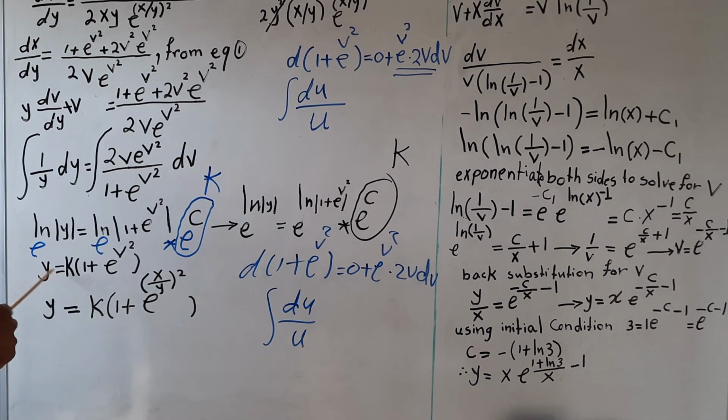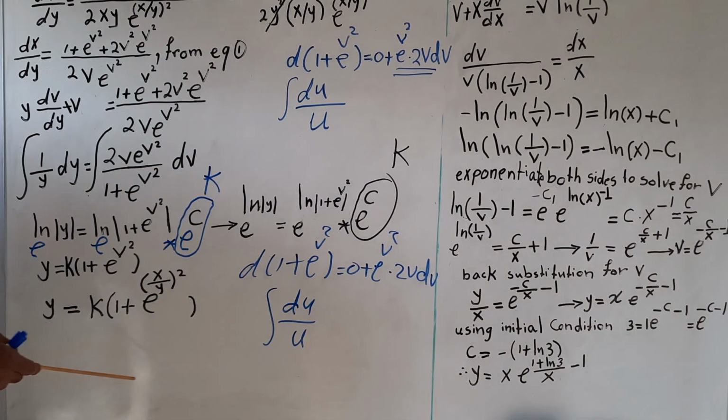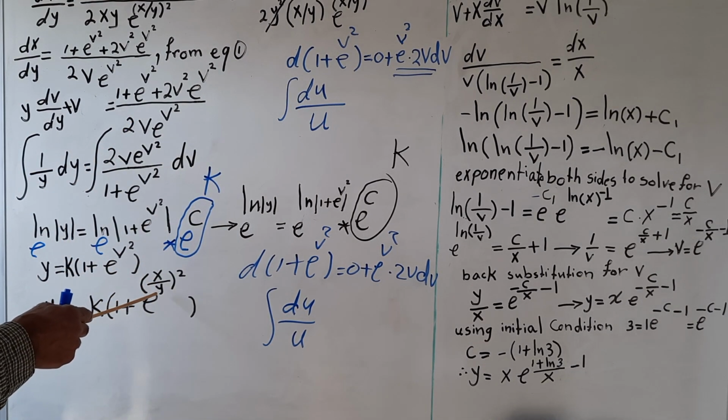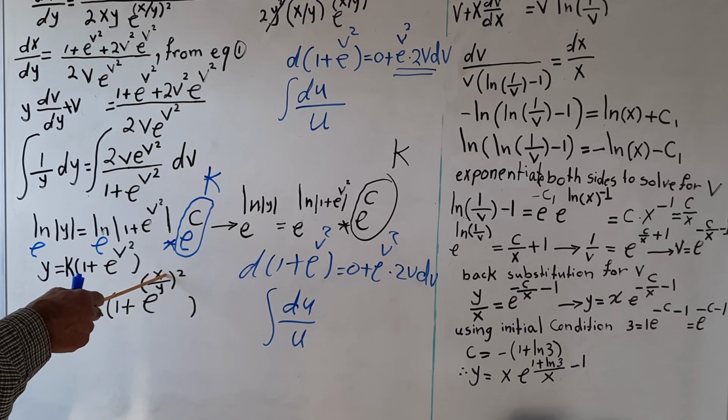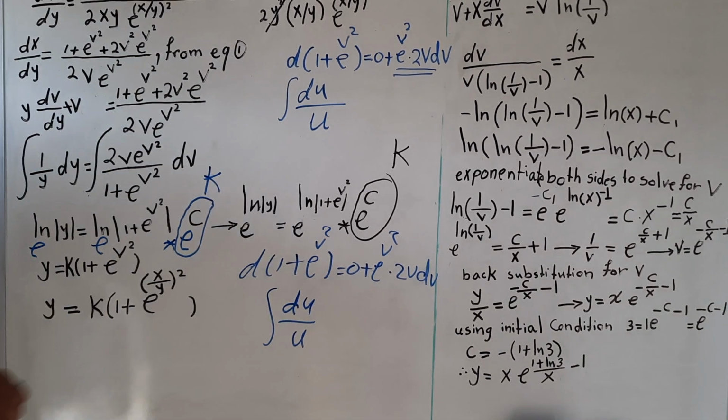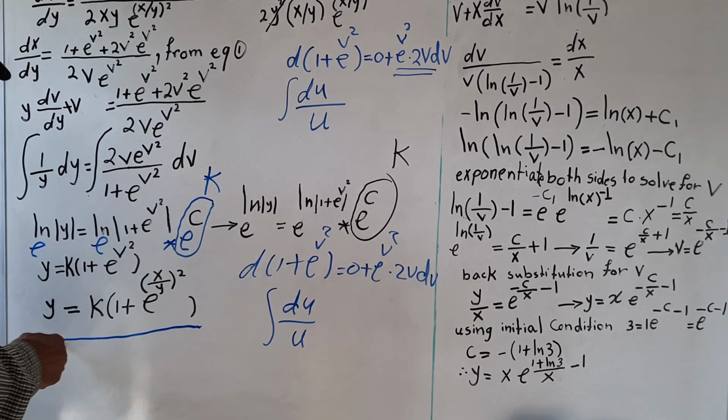So here our formula, y equals, and then we back substitute from our assumption x equal yv, so v equals x over y. This is v, and this is squared. And this is the final formula for our solution.